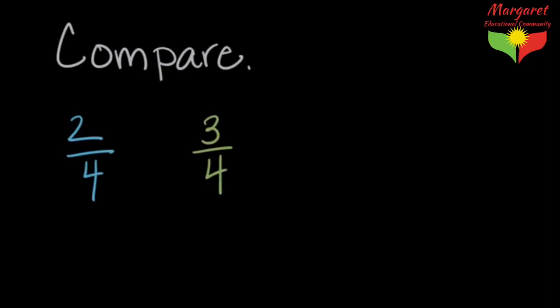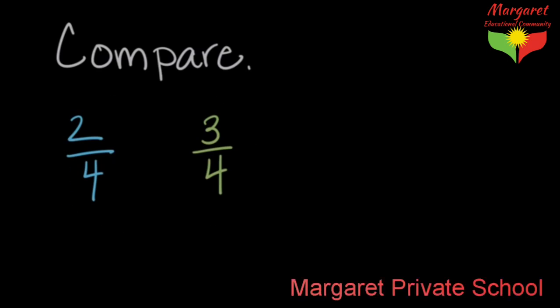First, let's think about what these fractions mean. 2/4 means we have some whole and we've split it into 4 equal-sized pieces and we get 2 of those pieces. Maybe we can think about pizza for an example. We split a pizza into 4 equal-sized pieces and we ate 2 of them.